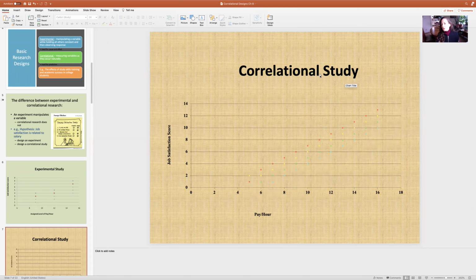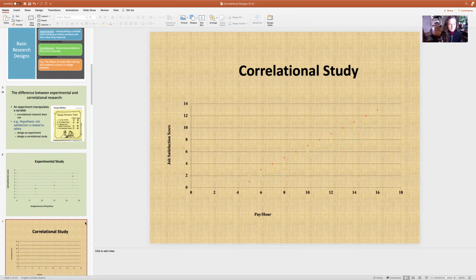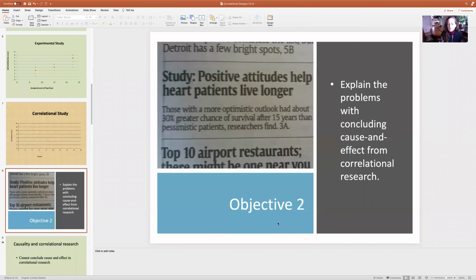Because this is a correlational study, we cannot conclude cause and effect. We did not assign people to these salaries. They were already making these salaries. You can imagine that the jobs that pay $5 an hour are totally different from the job that pays $16 an hour. So it may be that salary is not determining satisfaction here. It could be the job type that's determining the satisfaction. We're going to go a little further into explaining the problems with concluding cause and effect from correlational research.